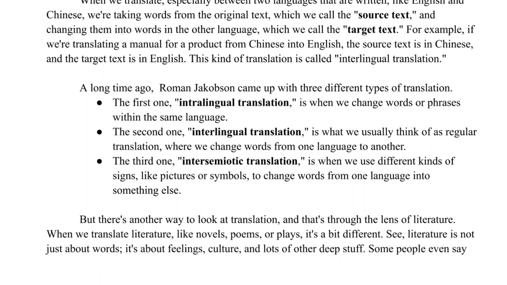It is when we use different kinds of signs like pictures or symbols to change words from one language into something else. For example, if there is a screenplay, that screenplay is written into words and it will be transferred into the big picture, that is cinema. So what we see here is it is getting translated from text to the picture, right? So this kind of translation is called intersemiotic translation.